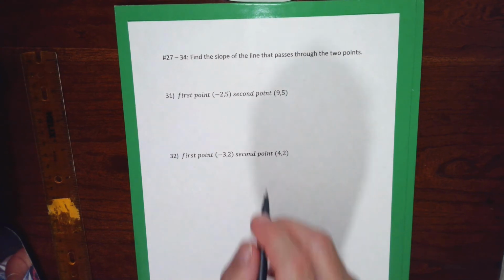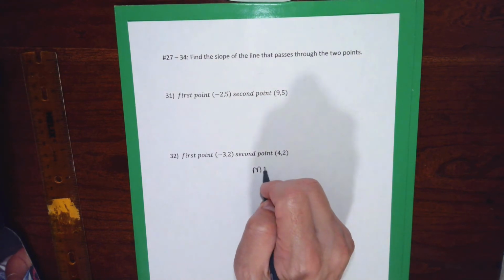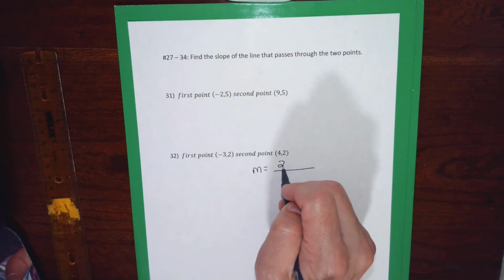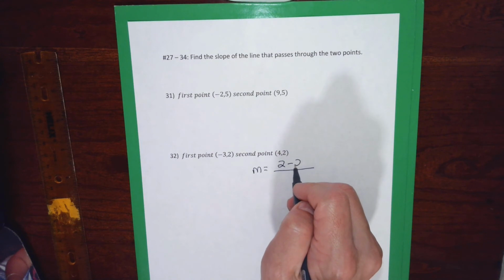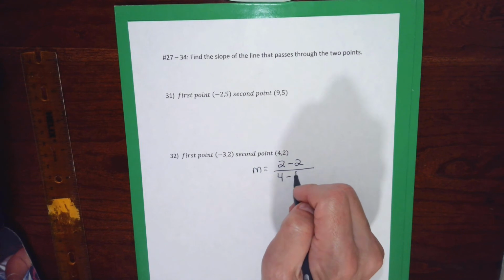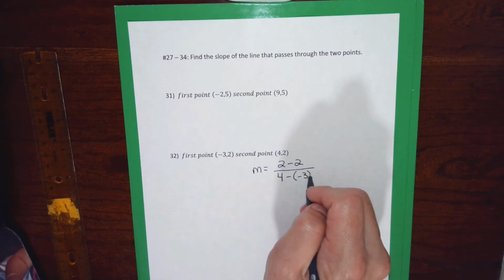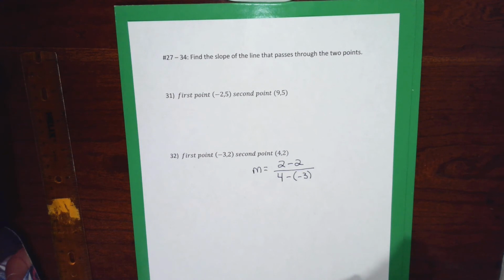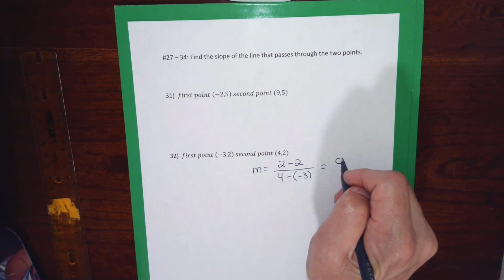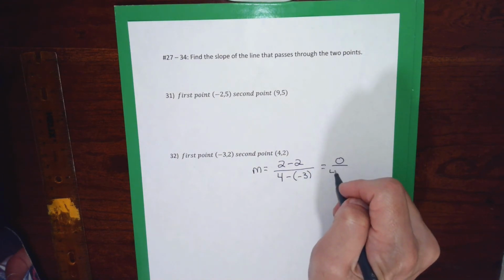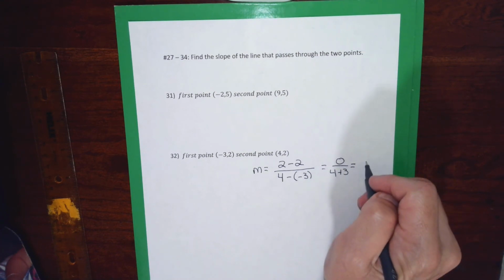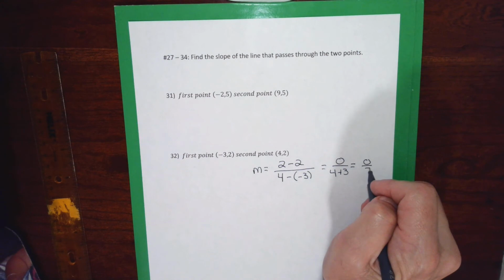In 32, if I want to find the slope, I form my fraction: in the numerator, the y coordinate of the second point minus the y coordinate of the first point. In the denominator, the x coordinate of the second point minus the x coordinate of the first point. So I get 2 minus 2 over 4 minus negative 3. My numerator is going to come out to be 0. My denominator is going to come out to be 7, because I can write that 4 minus negative 3 as 4 plus 3.